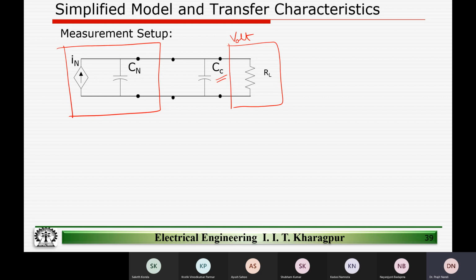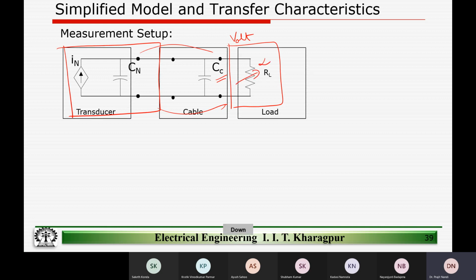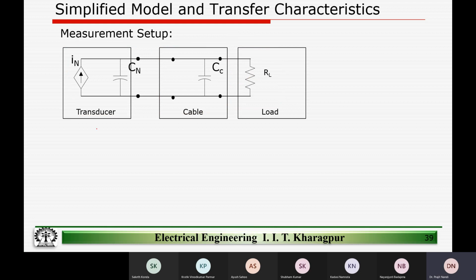So similarly, in the process of measuring the charge across the capacitor, the voltmeter cannot eat the charge that was there and then say, okay, this was the charge. That is not how it should be. So in order to ensure that no charge flows into the voltmeter, the characteristic it must have is that R_L should be infinite. So pretty straightforward. This is the transducer, this is the cable, this is the load.